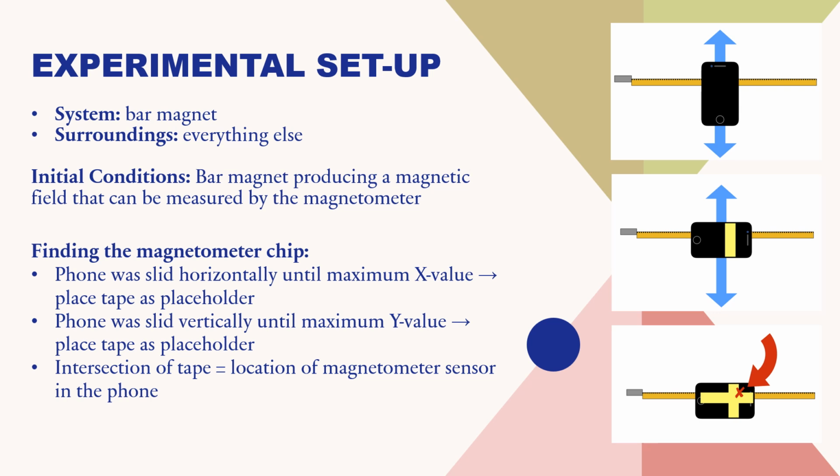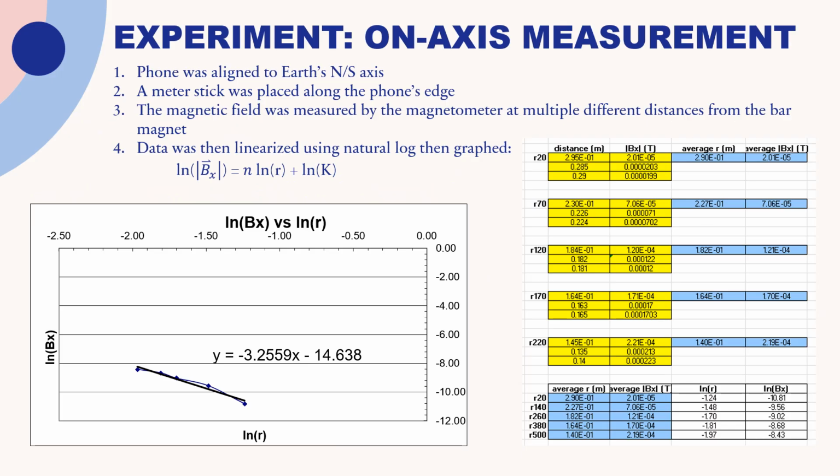The intersection of the pieces of tape was the location of the magnetometer sensor in the phone. For determining the magnetic field on axis, we first made sure the phone was aligned to the Earth's north-south axis. A meter stick was in place along the phone's edge, and the magnetic field was measured by the magnetometer at multiple different distances from the bar magnet. The data was then linearized using natural log and then graphed.